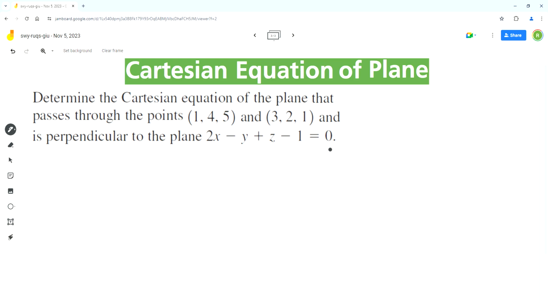The first step is to draw a diagram for this problem to understand what's given and what we need to find. Let's start by drawing a plane. Let's assume this is the plane for which we have to find the equation, and the 2 points (1, 4, 5) and (3, 2, 1) lie on this plane, and this plane is perpendicular to the given plane 2x - y + z - 1 = 0.